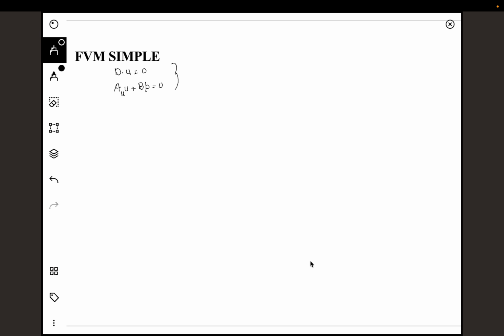Of course, in some cases we also have a time derivative, then a du/dt term will come in here, but let's not go there. So if I have only these two equations, how do I solve this set? This is a nonlinear equation. For any nonlinear equation, you have to start with some guess u star and p star, and then progressively iterate until we reach the final solution.